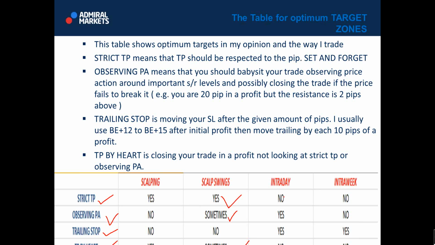When you do intraday positioning, you should not have a strict target. You should have a defined target, but not a strict target. Because sometimes, as I already said, if you go 25, 30 pips in profit and you do not manage your trade, that trade can be a loser. You should definitely observe price action, okay? You should use a trailing stop, and you do not take profit by heart, okay?